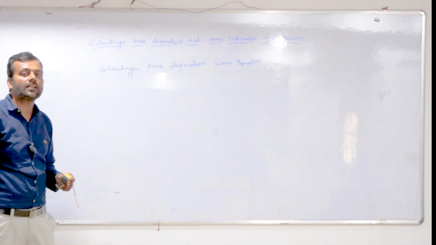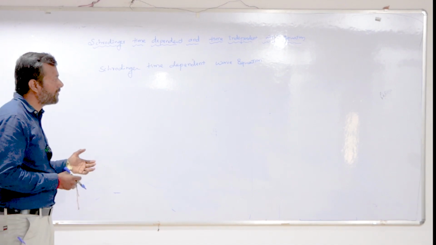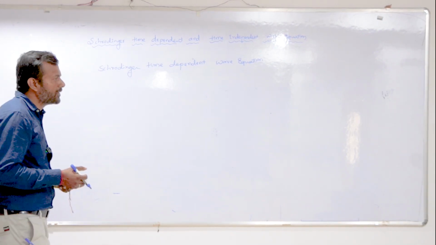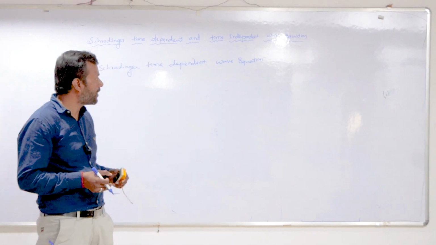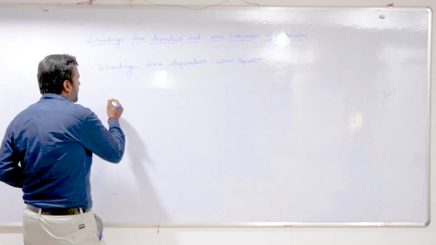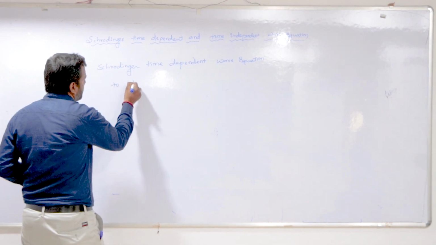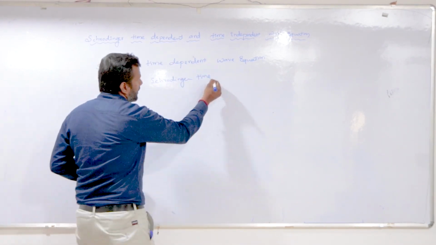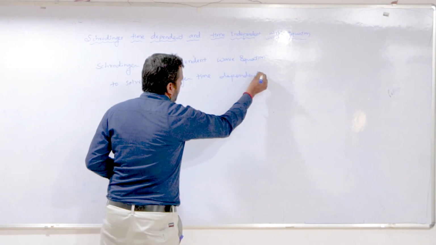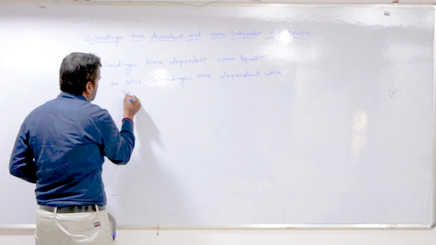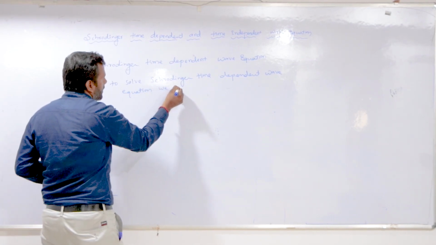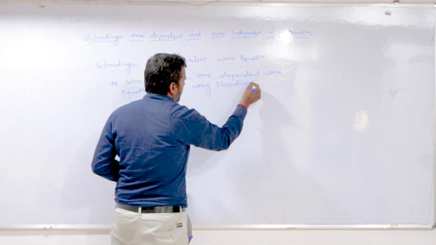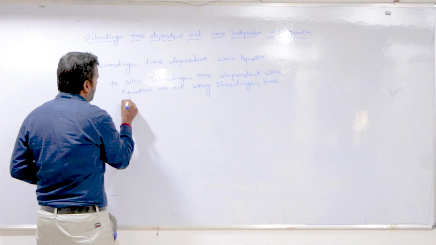So just now we had the Schrodinger time independent wave equation. There are many methods to solve the time dependent wave equation, but we are going to solve the Schrodinger time dependent wave equation by using the Schrodinger time independent wave equation.